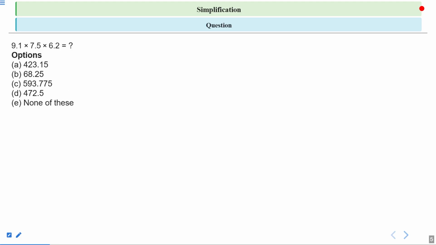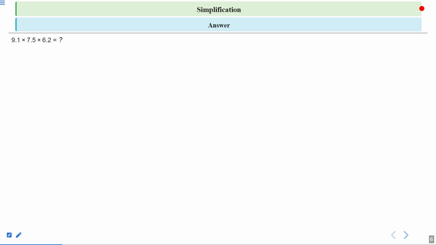Question is 9.1 multiplied by 7.5 multiplied by 6.5 is equal to question mark. So there are 5 options. A is 423.15, B is 68.25, C is 593.775, D is 472.5 and E is none of these. Now you have 10 seconds to solve this question. Your time starts now. Now time's up. Let's see the solution.